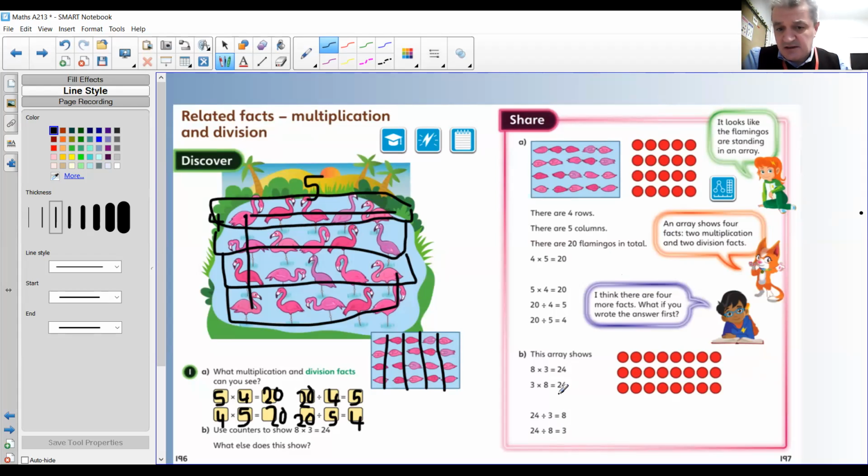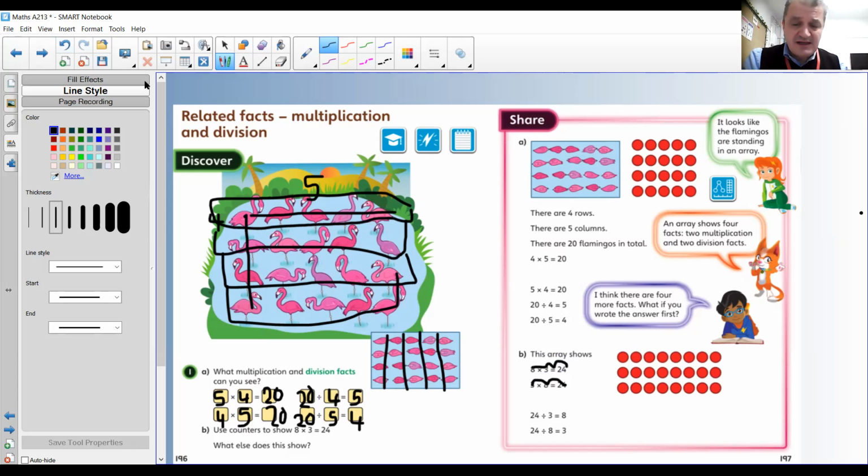Okay, so we can see that knowing 8 times 3, 8 lots of 3, we know 3 times 8, we know 24 divided by 3. Sometimes if you write 8 times 3 is 24, then you can just say 24 divided by 3 equals 8. 24 divided by 8 equals 3. Okay, so you can just reverse the process because it is the inverse operation.